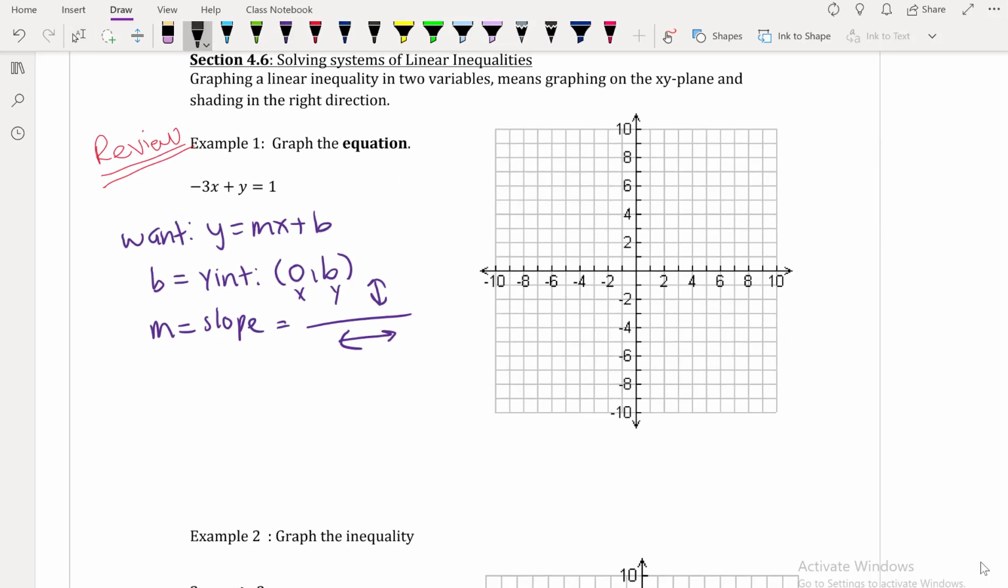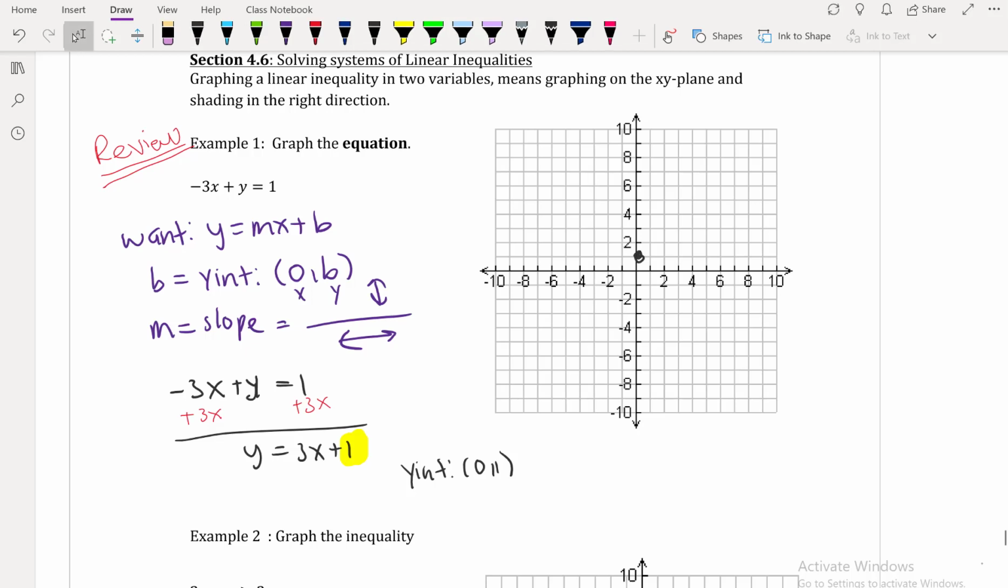In particular, I have the equation negative 3x plus y is equal to 1. So I'm going to add 3x to both sides. And I apologize, that was a y there. So now I have y is equal to 3x plus 1. So that tells me my y-intercept is at (0, 1). So (0, 1) is going to be my y-intercept.